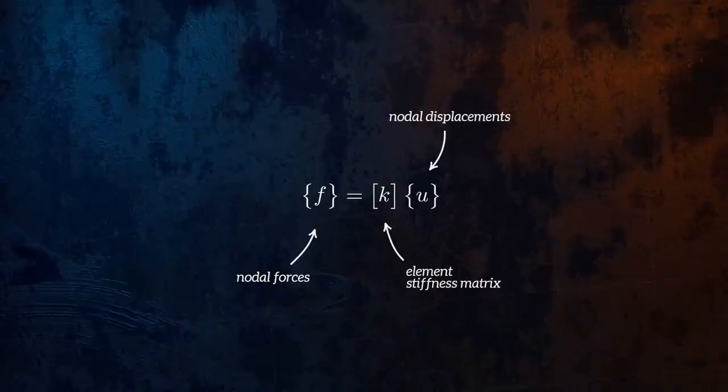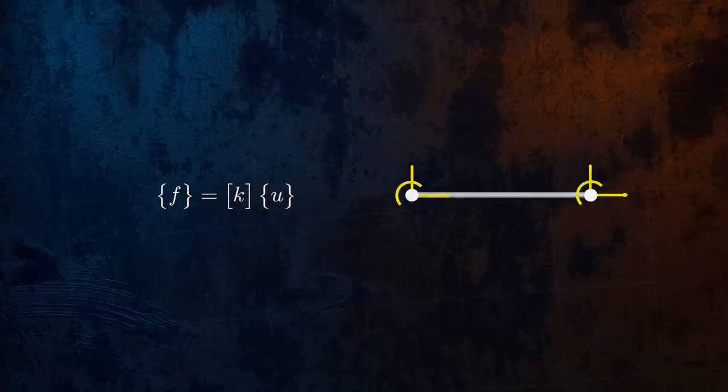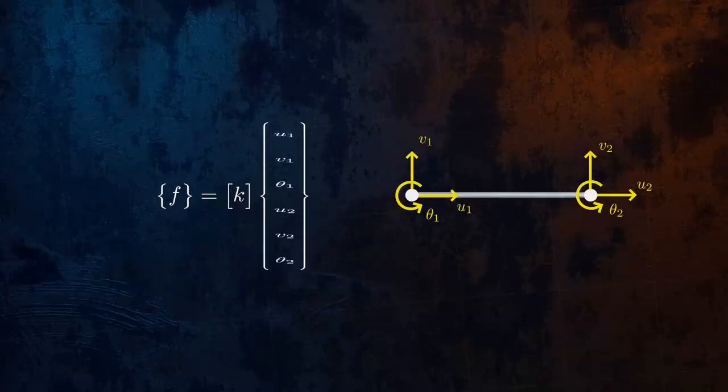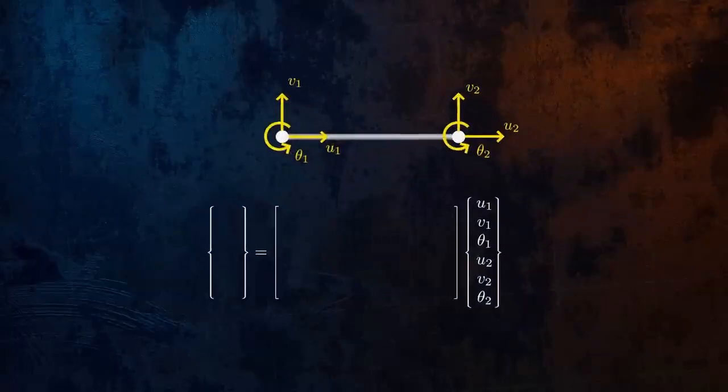A 2D beam element has 6 degrees of freedom, so the displacement vector looks like this. And the force vector and the stiffness matrix will look like this.